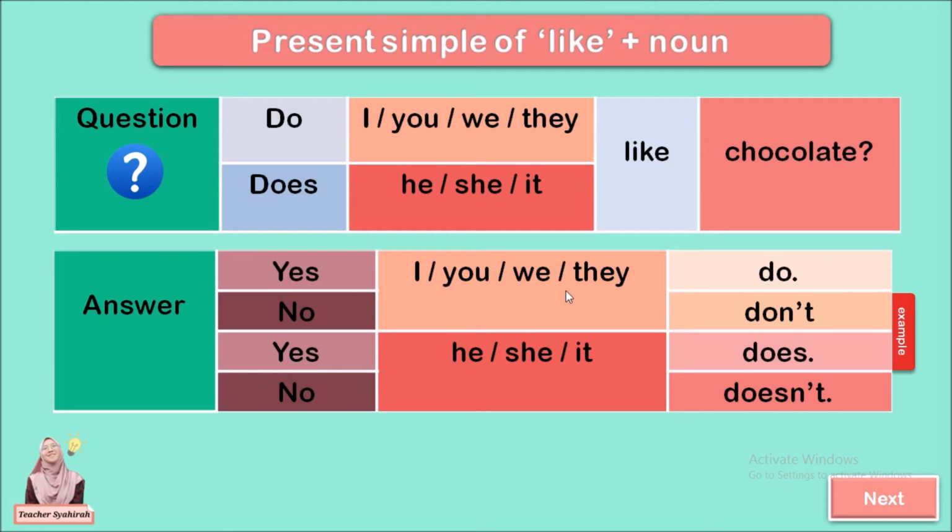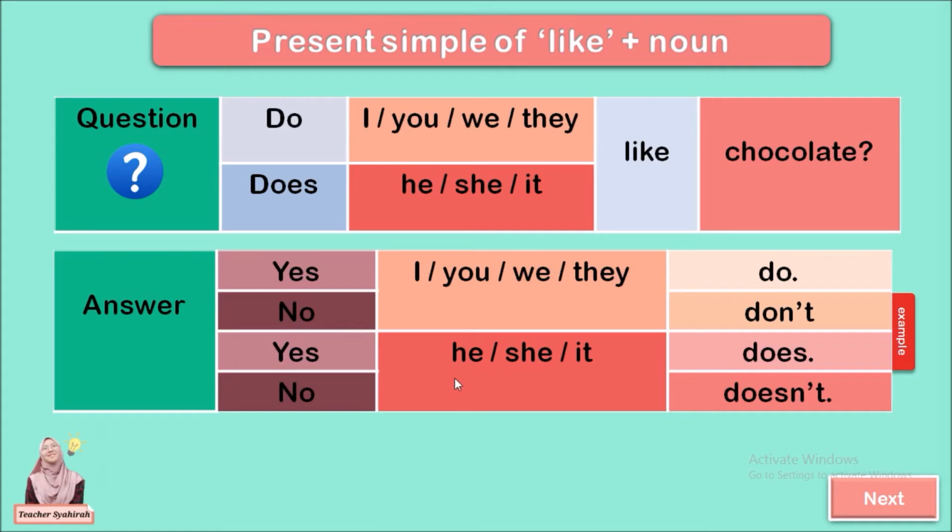For no, kalau awak tak suka, no, I don't. No, you don't. No, we don't. No, they don't. Okay, for they, we use do or don't. Kalau yes, we use do. If no, we use don't.